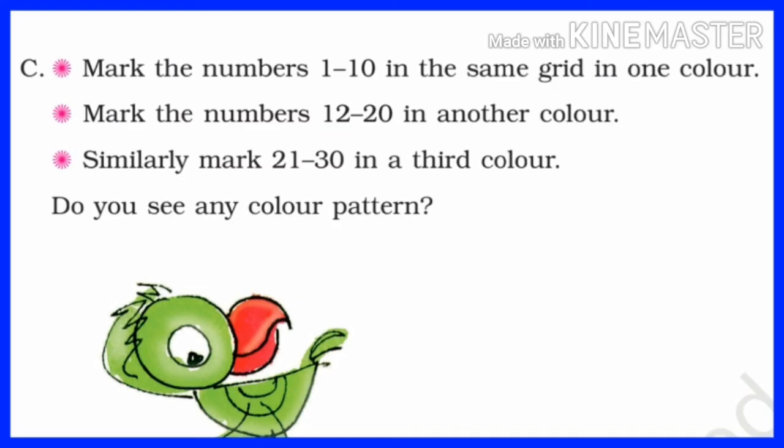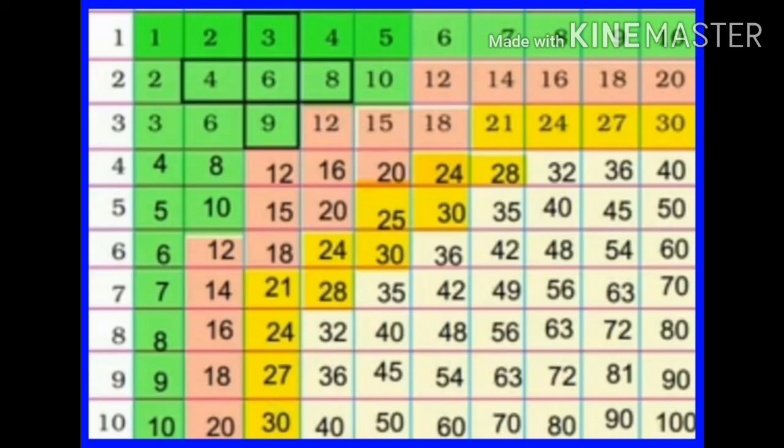Next question is, mark the numbers 1 to 10 in the same grid in one color. Mark the numbers 12 to 20 in another color. Similarly, mark 21 to 30 in a third color. Do you see any color pattern? Children, on marking these numbers with different colors, we will get a color pattern like this.